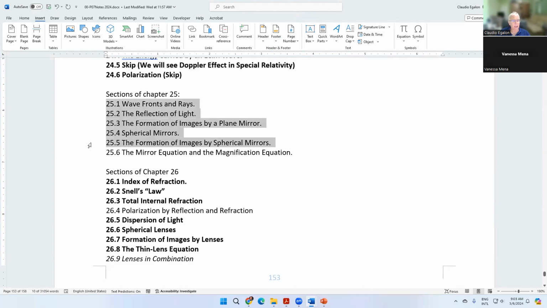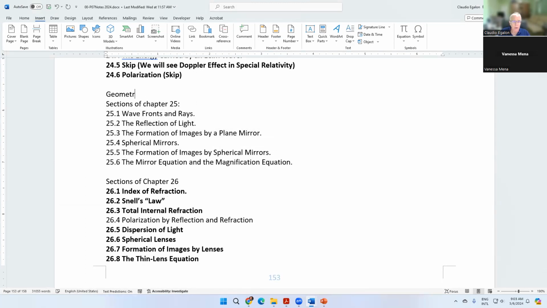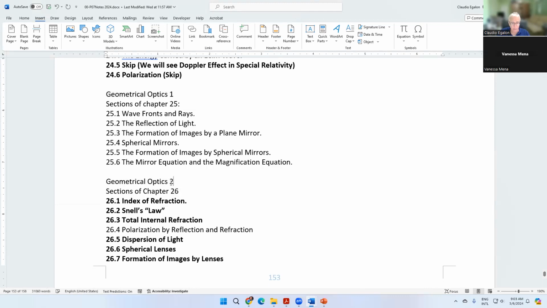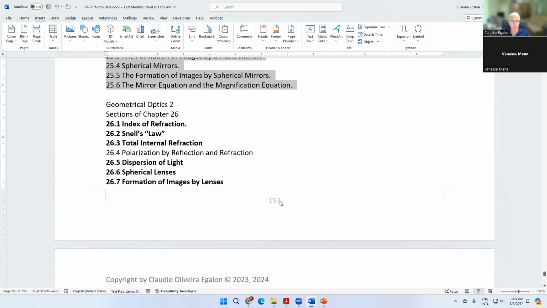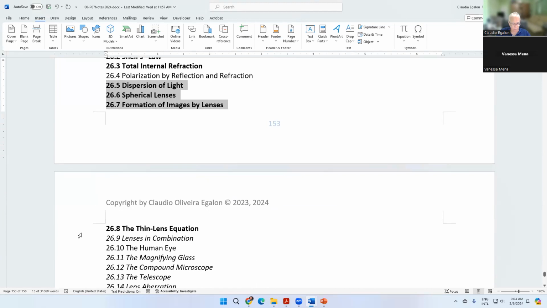Chapter 25 is the first section on geometrical optics. Geometrical optics, right? The theory of geometrical optics is the easiest theory that we will ever see for light. And wavefronts, mirror equation, and then we started covering refraction, chapter 26. Everything in boldface here is what I'm planning to cover, at least, in this chapter.